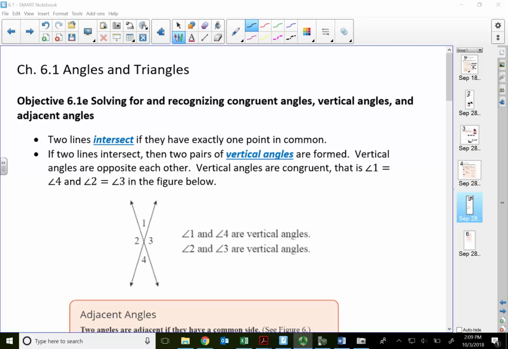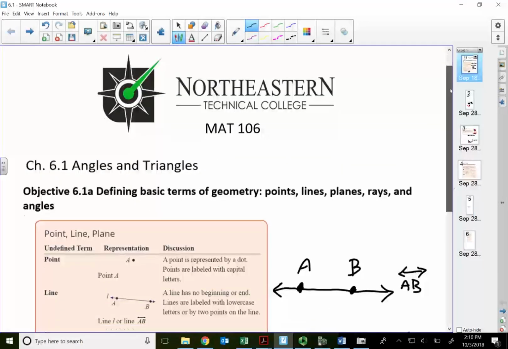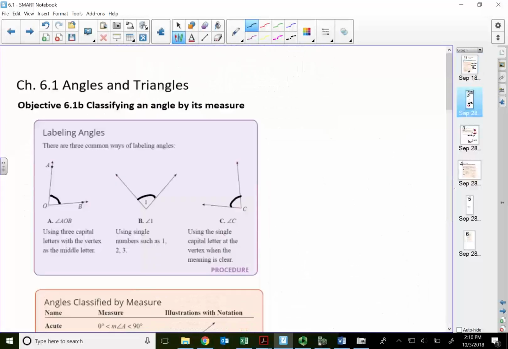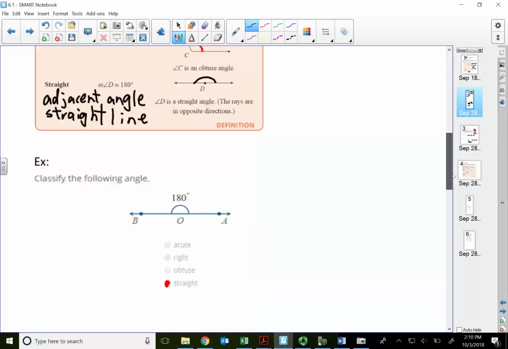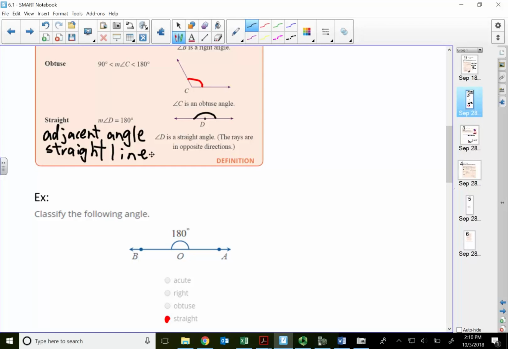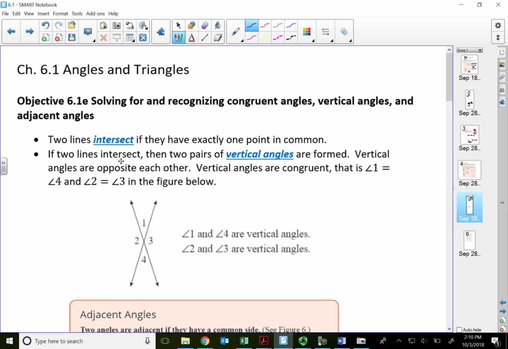Module 6.1, solving for and recognizing congruent angles, vertical angles, and what we so-called adjacent angles. I mentioned the word adjacent angle before. Adjacent angle means it's a straight line. If I go back to my angles, adjacent angles, or think of a straight line, is always 180 degrees. So let's do some application involving congruent, vertical, and adjacent angles.